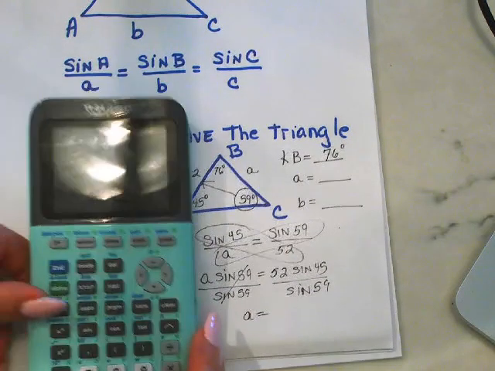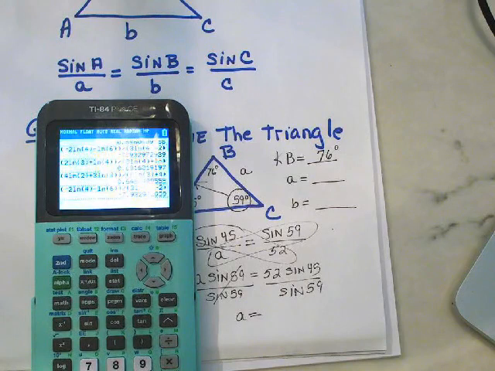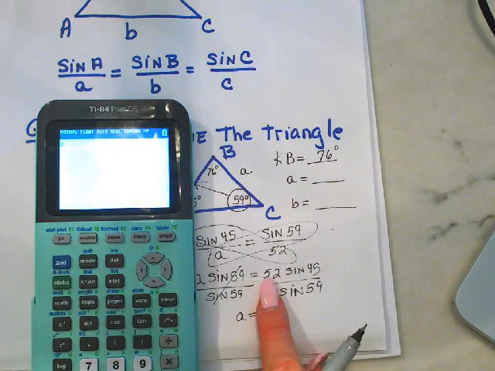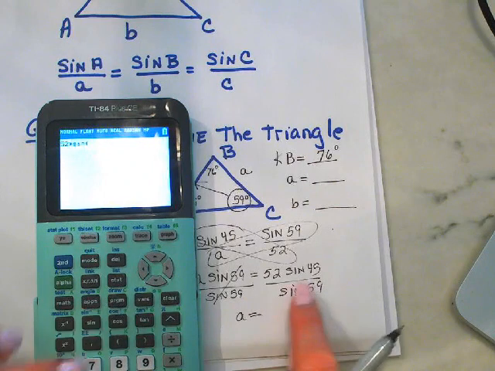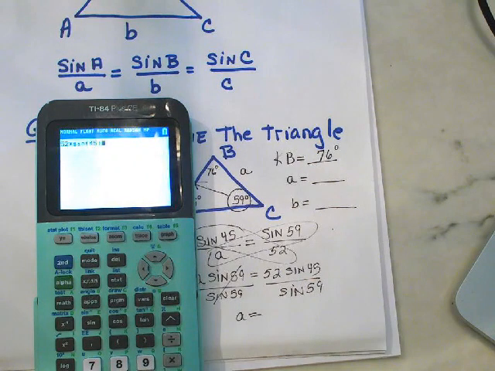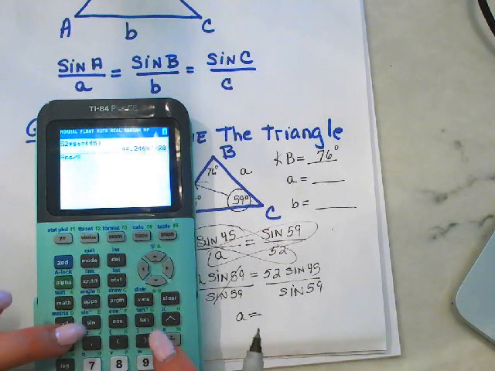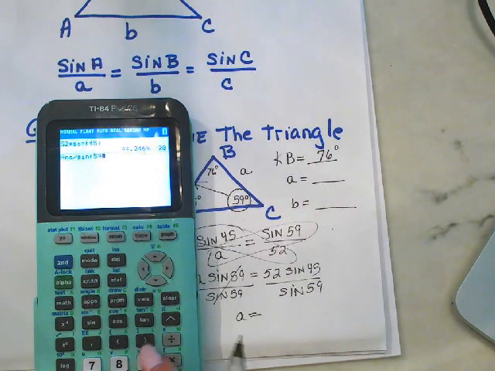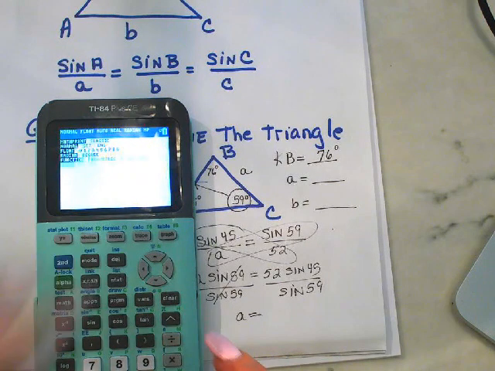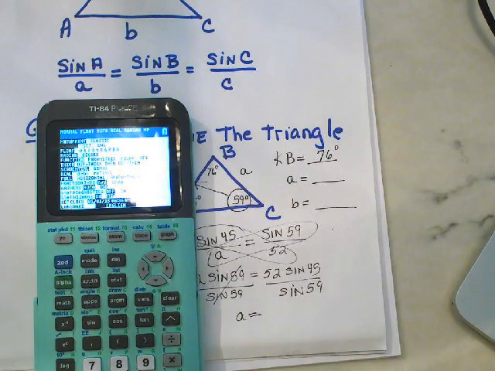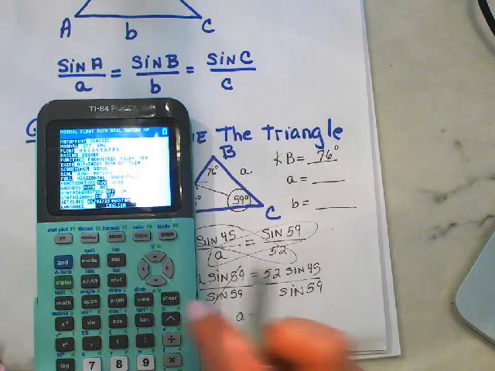So a is equal to, okay, let me get my little calculator. I stole this from my child. Okay, so I have 52 times the sine of 45, and then I have to divide it by the sine of 59, and it tells me little a is 69. You know what, though? That doesn't seem right. Let me just make sure something. Look at this. It did not check.